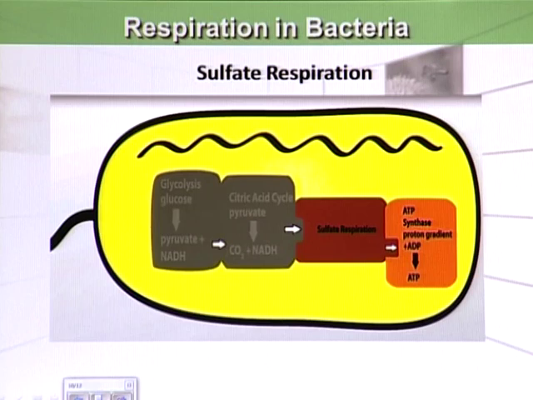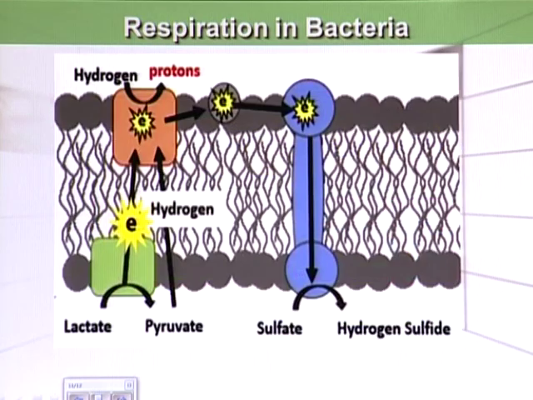In addition, there is sulfate respiration, and in this the first two blocks that we studied, glycolysis and the citric acid cycle, are absent, and here the electron transport chain is different too from that of aerobic respiration, and the end result is formation of proton motive force and formation of ATP. Here you can see that sulfate is converted to hydrogen sulfide.